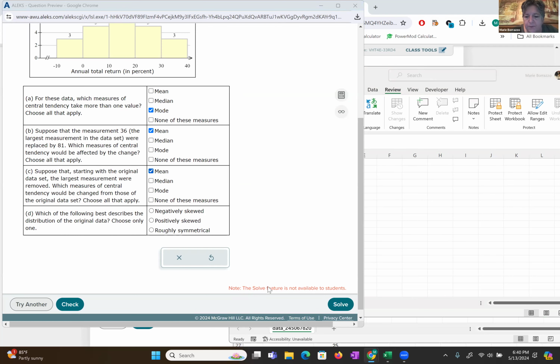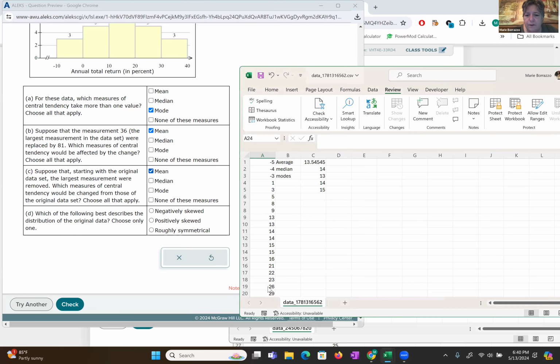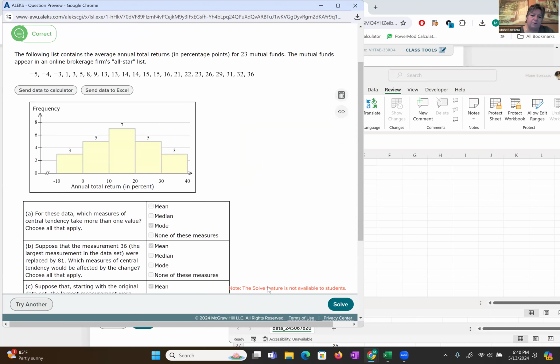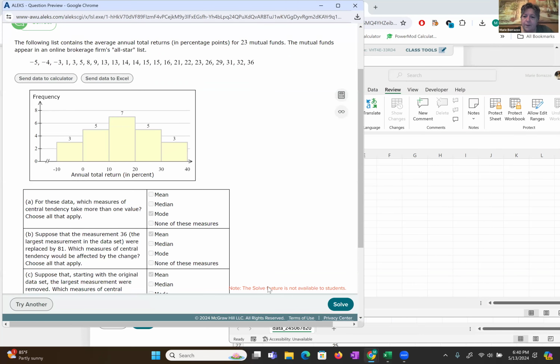And as far as anything else, nothing else changed. And then again, which type of data set is this? Symmetrical? Yeah. This is roughly symmetrical because it has the same on the left as it does on the right. Okay?